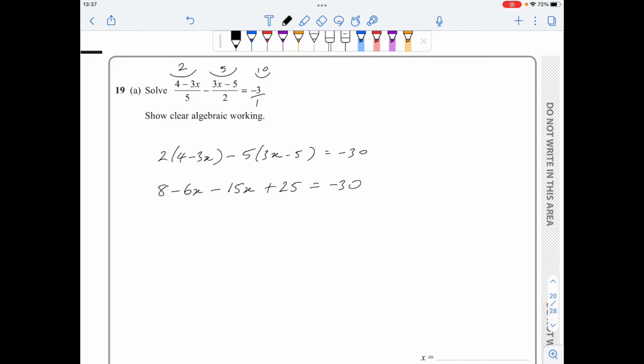Let's collect all x's on one side. So I've got 21x on the right. I'm taking all the x's to the right, so they're positive. I've got 63 on the left, so x comes out to be 3.